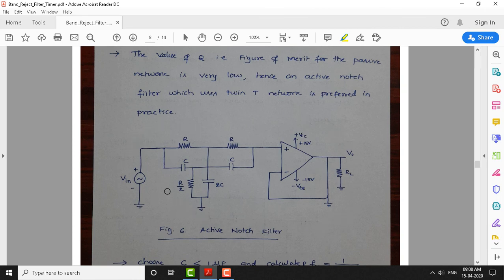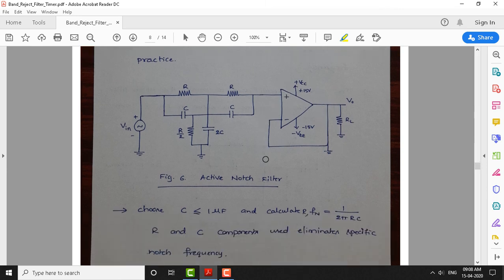We have the twin T network here. The signal which needs filtering is applied to the twin T network. The signal coming out from the T network is applied as an input to the operational amplifier. So the op amp here functions like a voltage follower.